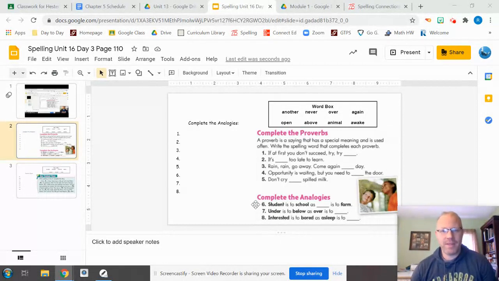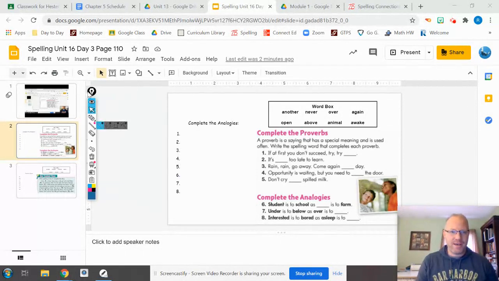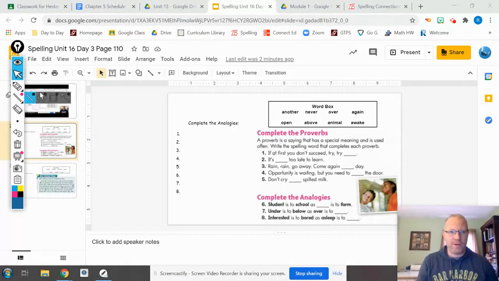So number one, if at first you don't succeed, try. Which word would work? Try again. So when we look at this, the word that we're looking for is "again." So you're going to put "again" on number one. And you can see the word box above has all of the options.